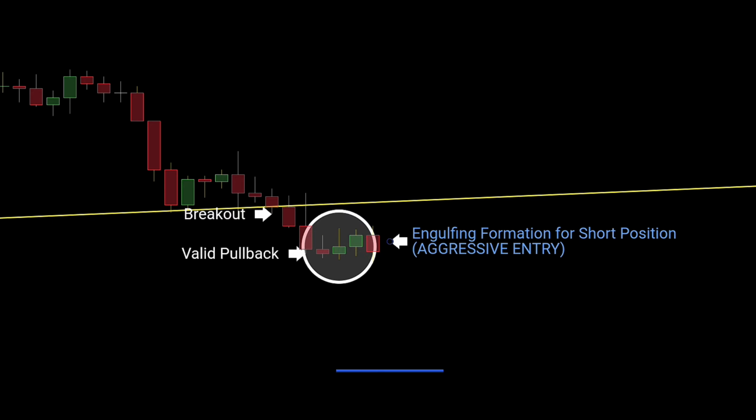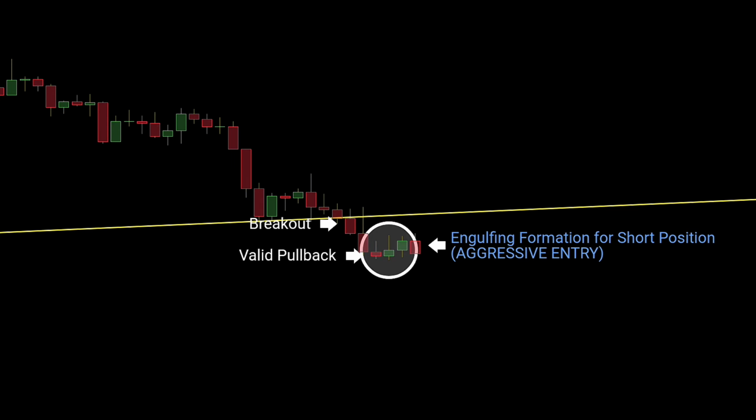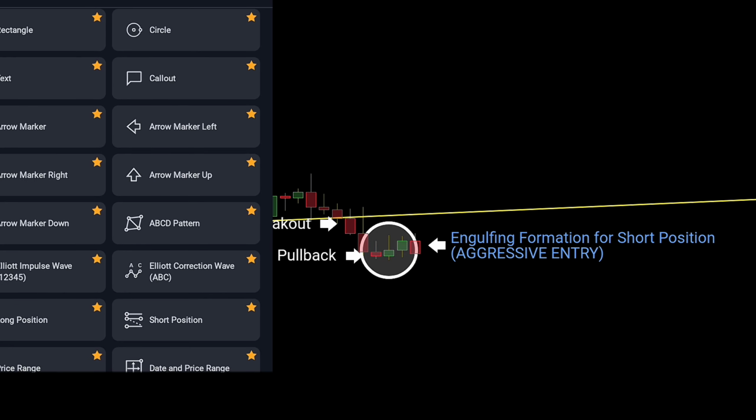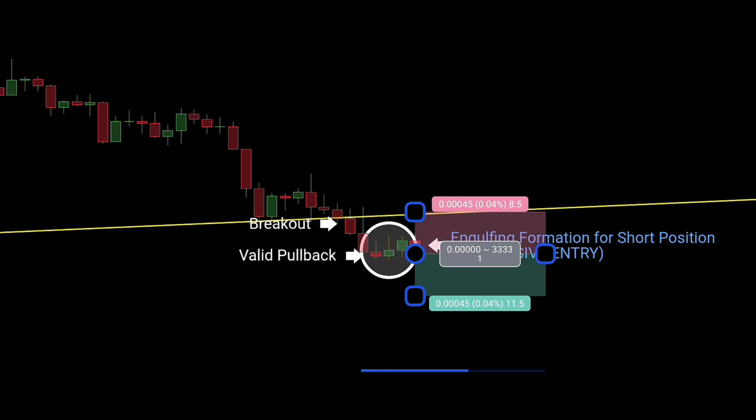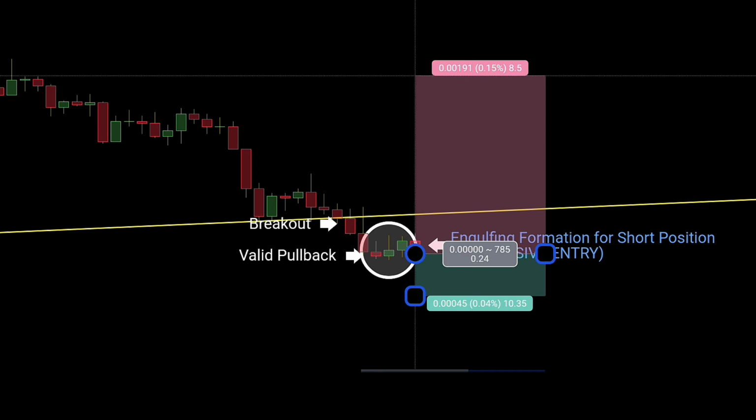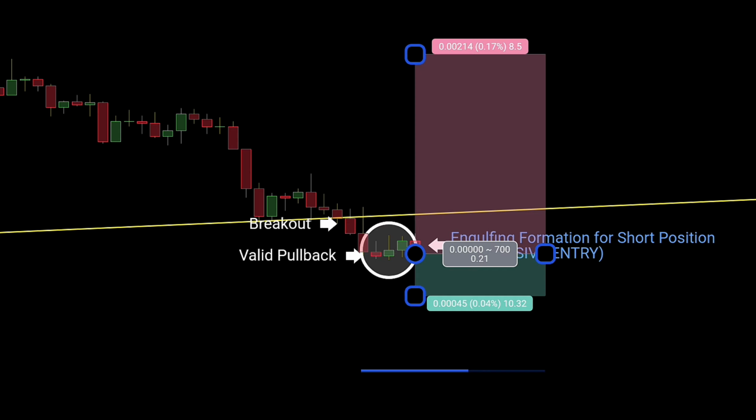As you can see, all the conditions we were looking for to enter the trade quickly form after the breakout. We will enter the trade at the closing level of the engulfing candlestick. We will also place the stop loss level just above a clear peak.